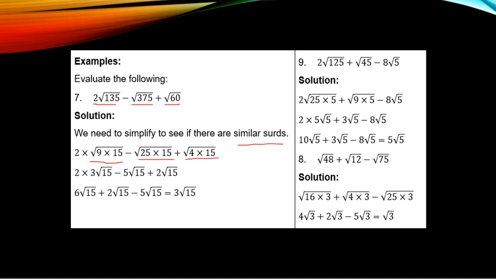If you check, the square root of 9 is 3. Of course 15 is a non-perfect square, so it stays under the square root. The square root of 25 is 5. The square root of 4 is 2. So you see that all the surds are similar because they have the same numeral. Their irrational part, 15, 15, 15, is the same. That means you can add and subtract.